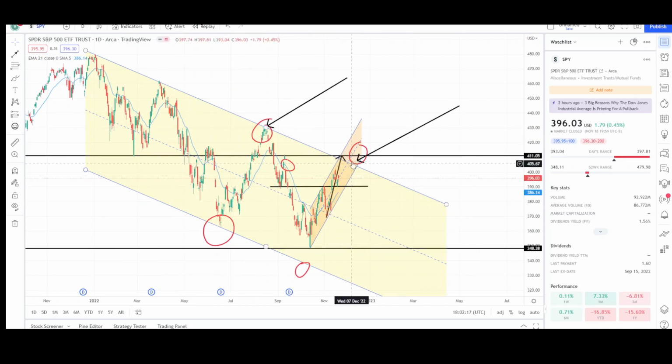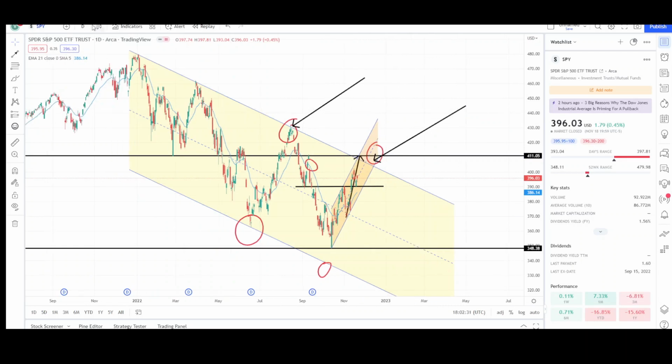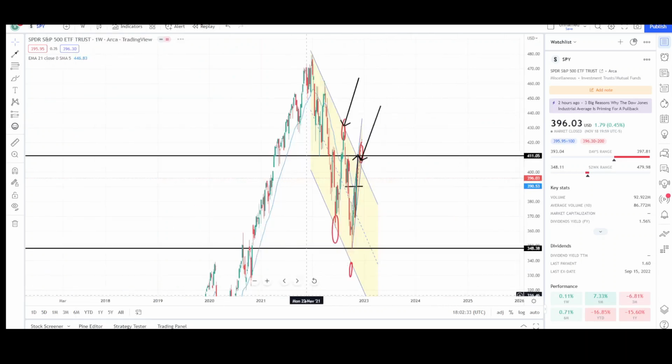So it looks like it's working up temporarily, but once we reach these 410, 411 levels, I think there's a good chance we might see some type of reaction from that and more sell-off. So that's everything I have for the SPY. Let's switch it over to the weekly chart to wrap it all up.